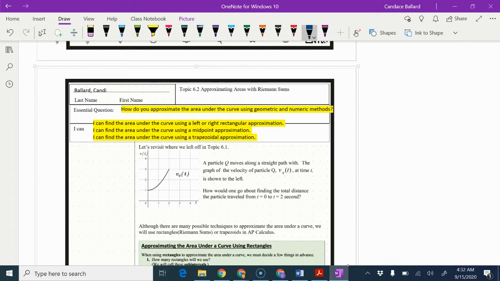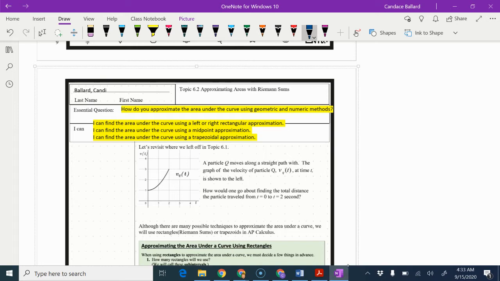And then we split it into three I can statements, so that way you can narrow down when you're assessing yourself, making sure you understand all three of these things. I can find the area under the curve using a left or right rectangular approximation. I can find the area under the curve using a midpoint approximation. And I can find the area under the curve using a trapezoidal approximation.